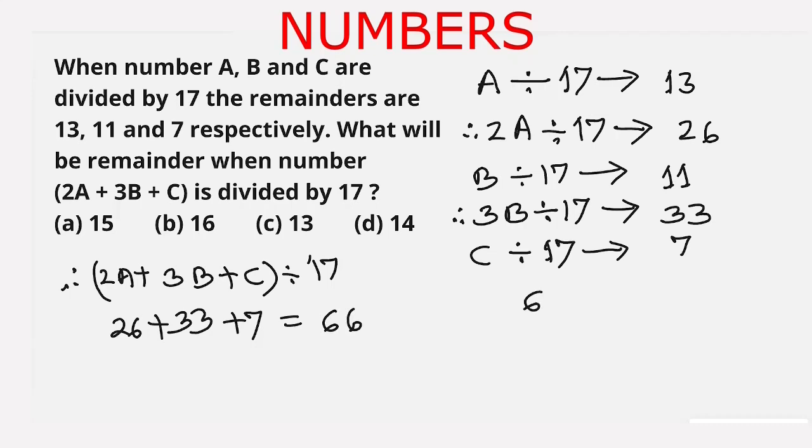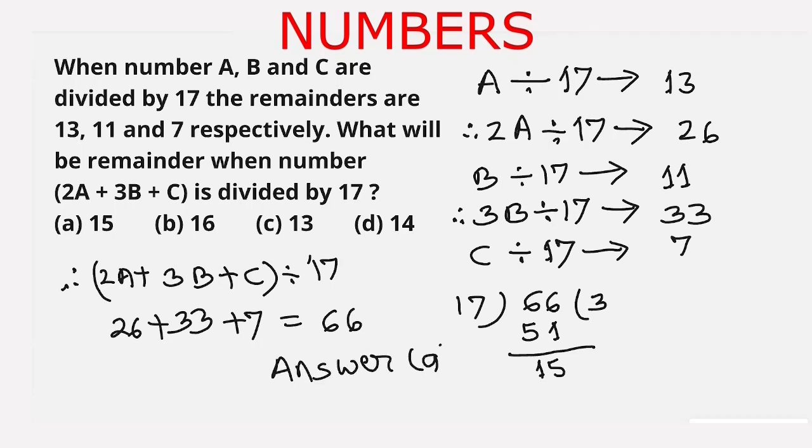And when 66 is divided by 17, as 17 is less than 66, we have to divide 66 by 17 again. 17 times 3 is 51, and when 51 is subtracted from 66, we get remainder 15. Therefore, when 2A plus 3B plus C is divided by 17, we are going to get the remainder 15. And from the given options, our answer is option A, 15.